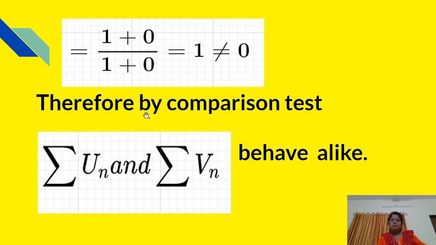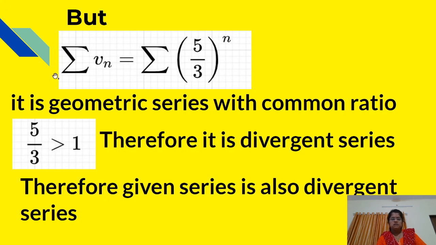Therefore, by comparison test, both the series, that is summation un and summation vn, behave alike. But summation vn is equal to summation (5 upon 3) raised to n, which is a geometric series with common ratio r equal to 5 by 3, which is greater than 1, and therefore it is a divergent series, and hence the given series is also a divergent series.